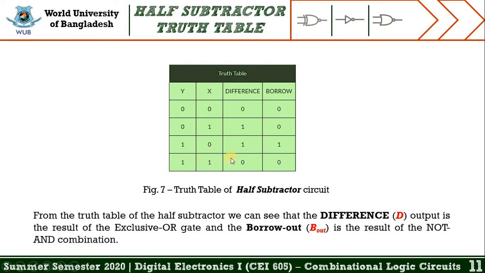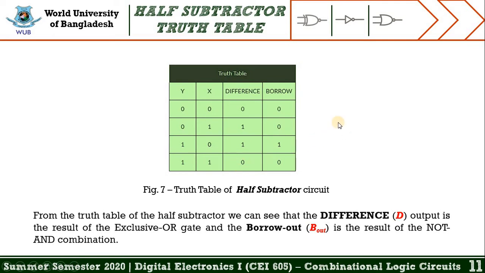In the output section, one is difference and another one is borrow. In the difference section, we get 1 in only two conditions, when one of the inputs is 0 and the other one is 1, and vice versa. Vice versa means one of the inputs is 1 and the other one is 0. In this case, we get 1. The rest of the cases are 0.